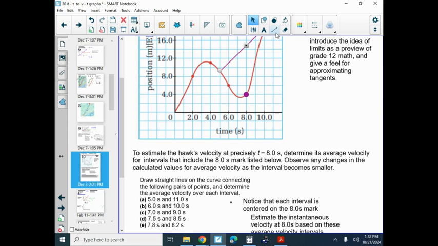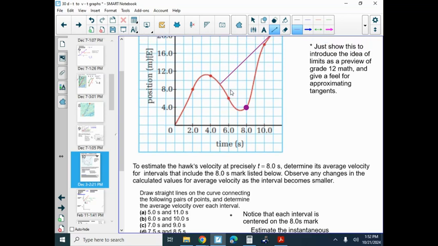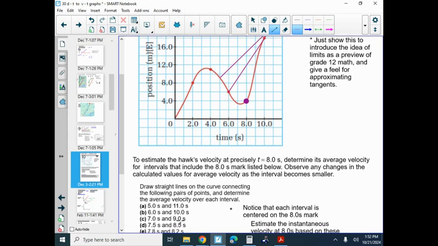And then let's go from the 6-second mark to the 10-second mark. So over that interval, it's a faster average velocity.